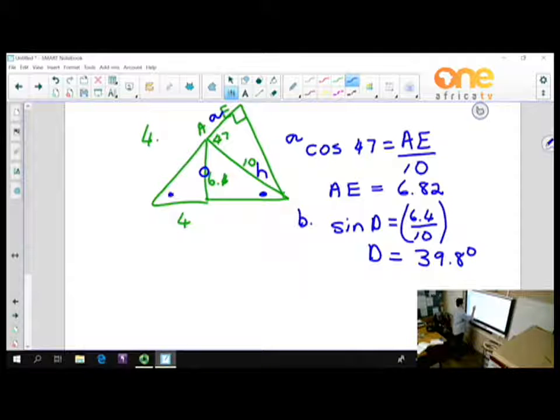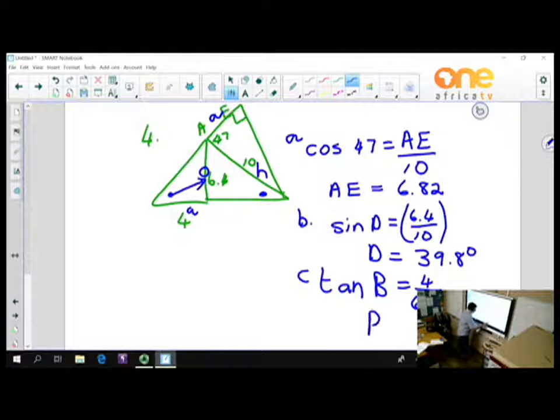And then the last one is ABC. So now we want this angle here. Which function? Again, from the angle, this is the opposite, this is the adjacent. So I would choose tan. Tan B is then equal to 4 over 6.4. Which method? Second function tan. And B is then equal to 58 degrees.